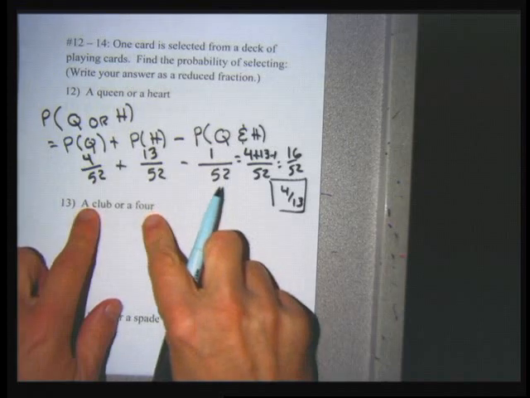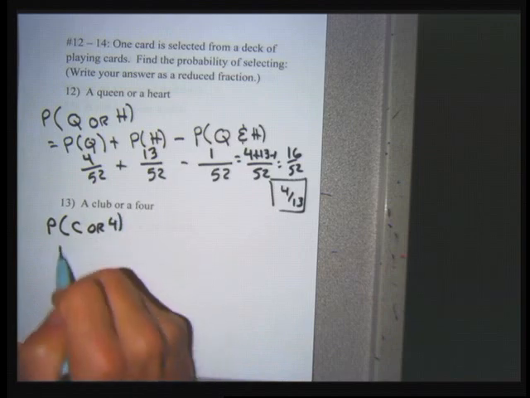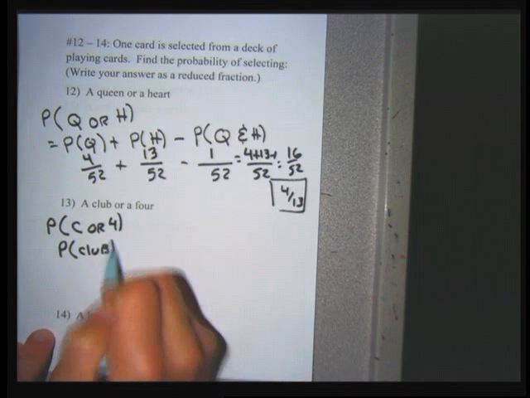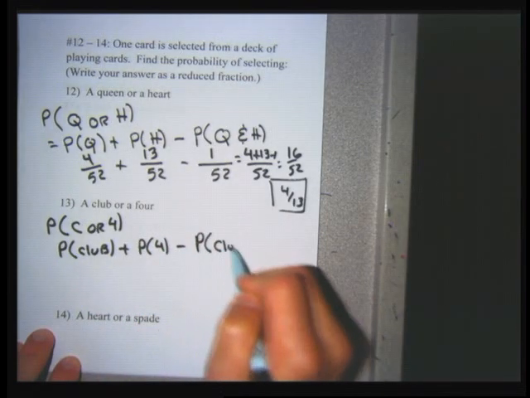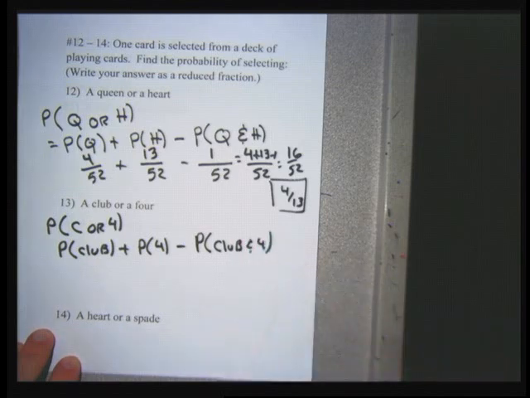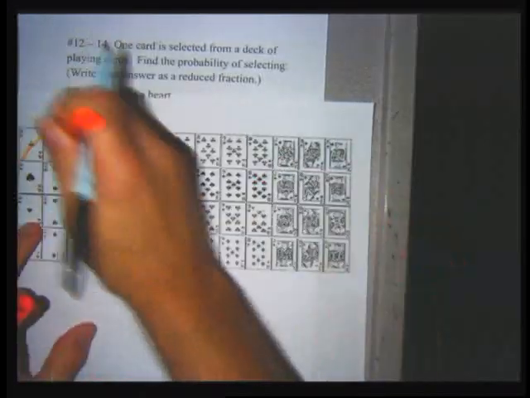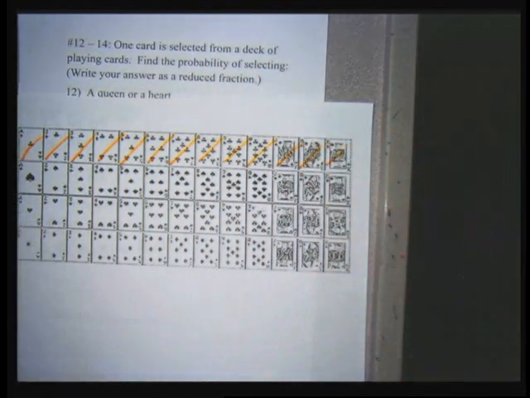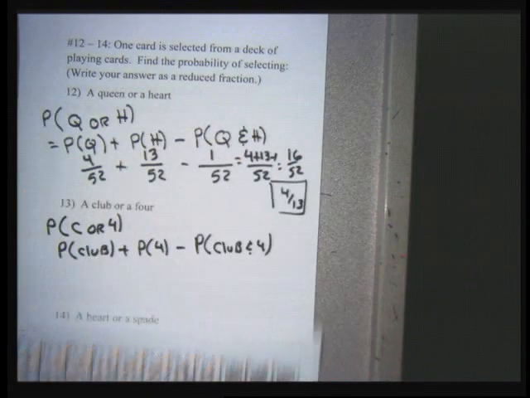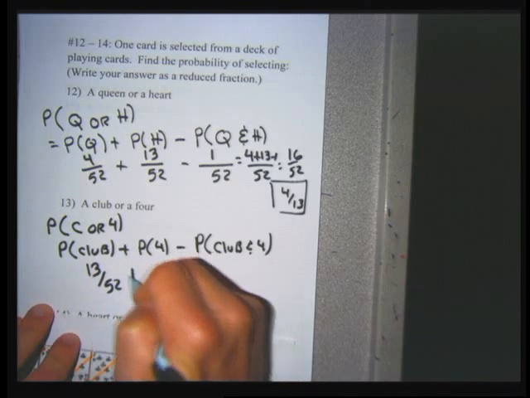To get the probability to get a club or a 4, so the probability to get a club or a 4 is the probability of a club plus the probability of a 4 less the probability of getting a card that's both a club and a 4. I think it's the same answer. So first I want to mark out all the clubs, and there are 13 clubs, so there's ace through king of clubs, so the numerator for that fraction is going to be 13. The denominator is 52, because if you're picking one card from a deck of cards, there's 52 possibilities.